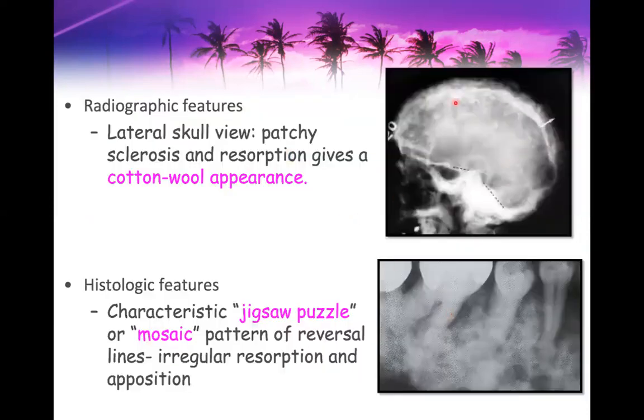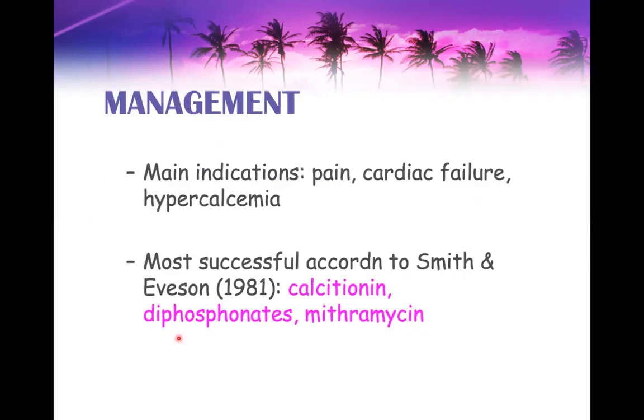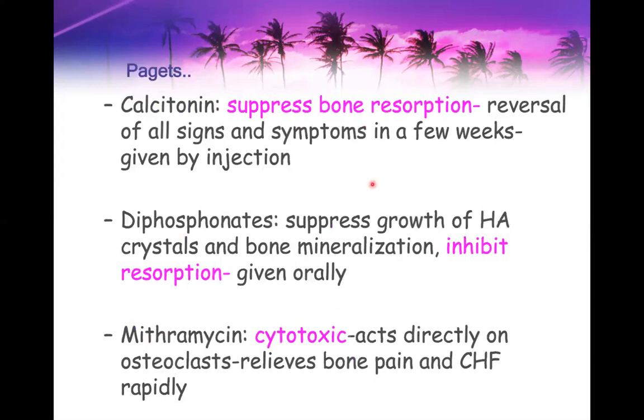Here you can see the cotton wool appearance in this skull view. Here also, cotton wool appearance. And in the histopathological feature, there will be a jigsaw puzzle or mosaic pattern of reversal lines. Management: main indications are pain, cardiac failure, and hypercalcemia. So we have to treat with calcitonin, diphosphonates, and mithramycin.